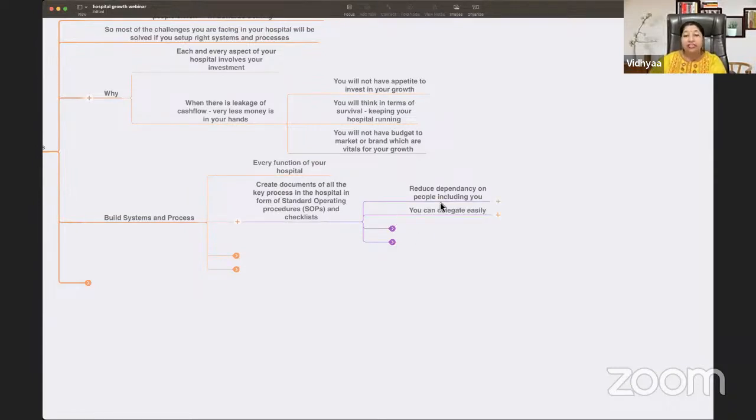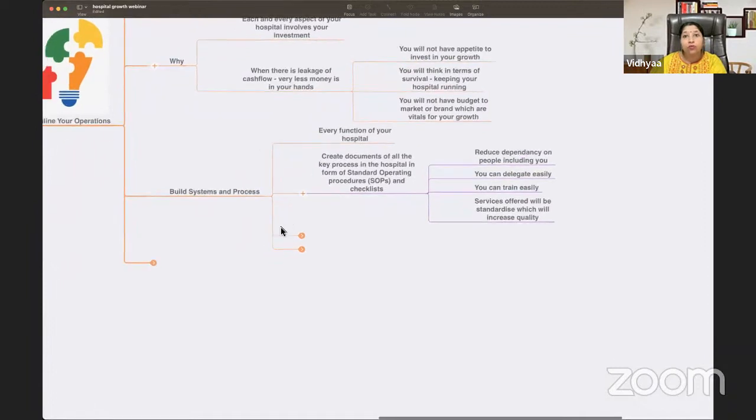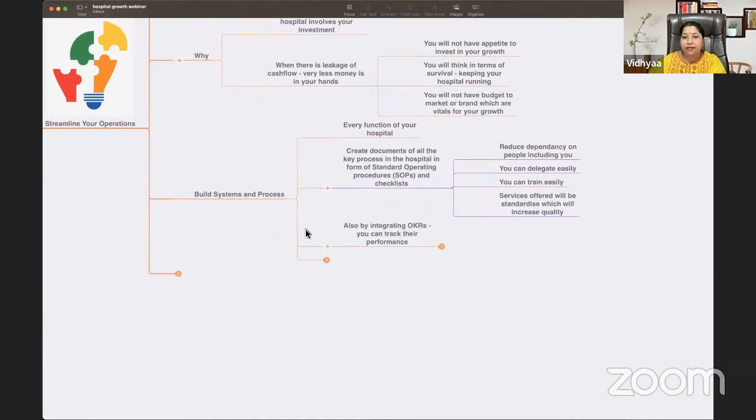You'll be able to delegate easily when you have proper processes in place. You can train your new staff who are coming in, and your services will be standardized. When all the activities are standardized, the quality of service offered will be the same by every staff in your facility, and that will increase the patient satisfaction, and that will also increase the operational efficiency.